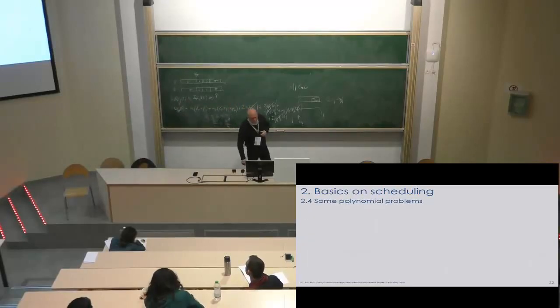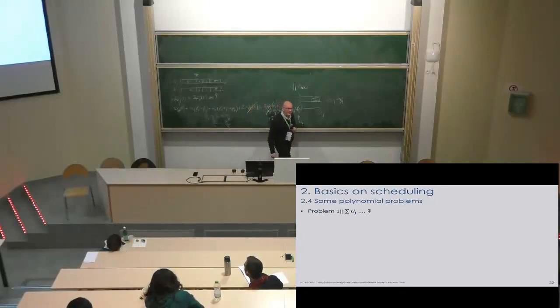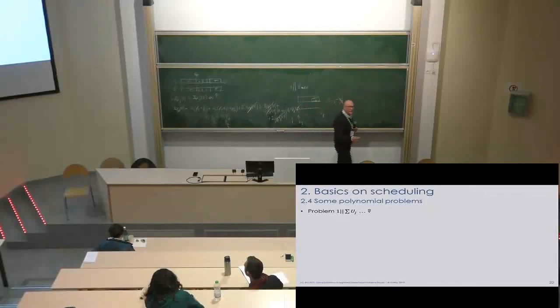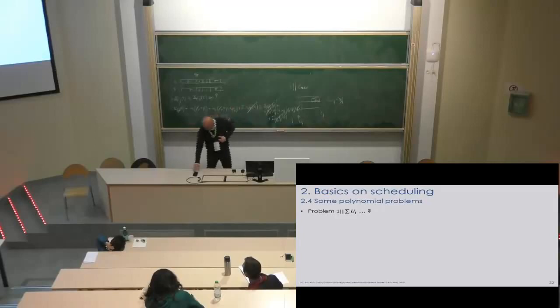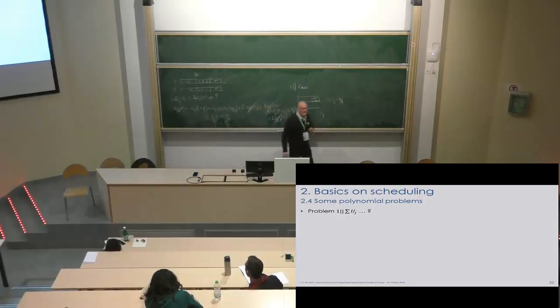That was the easy part. Now, suppose that I want to minimize the number of tardy jobs. I look at the time because I can talk for 5 hours easily on scheduling problems. Maybe I have to go faster.